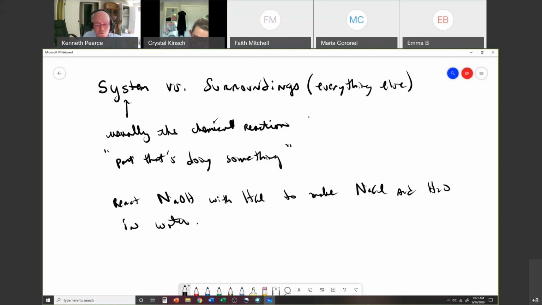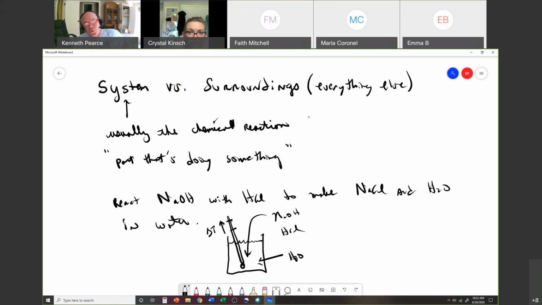And when this happens, it's in water, because acids and bases are generally in water. You can visualize a coffee cup with water in there, and you dump these things in, and what happens? We have a thermometer in here, and the temperature will change, and generally it's going to go up. So something happened here, and all of this is in water. So what's the system? What's the surroundings?